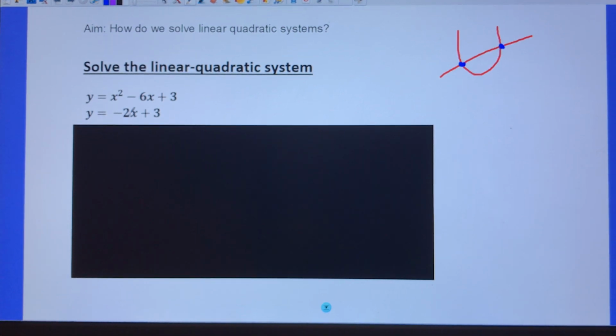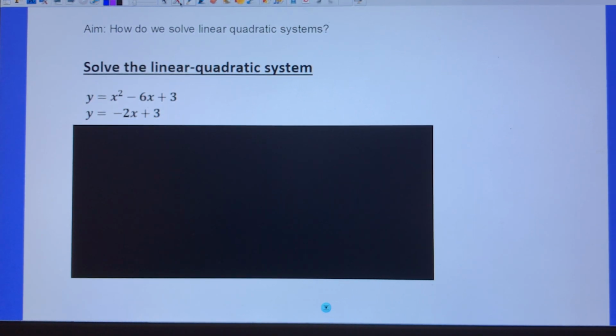Alright, so on the top one, we have a quadratic. And how do I know it's a quadratic? Because of this x squared. And then the bottom one, we have a linear equation because it's in the form of y equals mx plus b. So this is quadratic and linear. What I like to do is, it says y equals this and y equals this. If y equals this and y equals this, then these two are equal to each other.